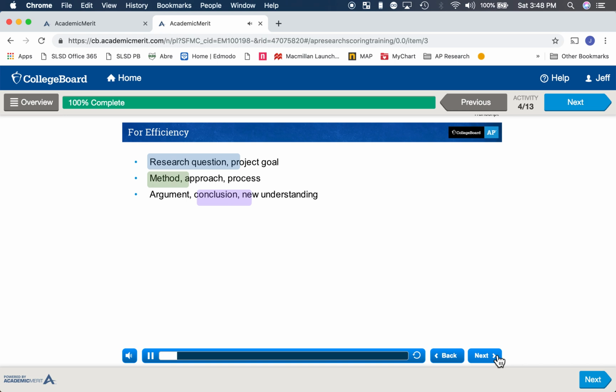Okay, to save both you and me some time, I will, from here on out, use the term research question for both the question and project goal. I will use the term method to stand for the method, process, or approach, and I will use the word conclusion for the conclusion, argument, or new understanding. And I will do so unless there are some nuances involved. Good? All right, let's move on.